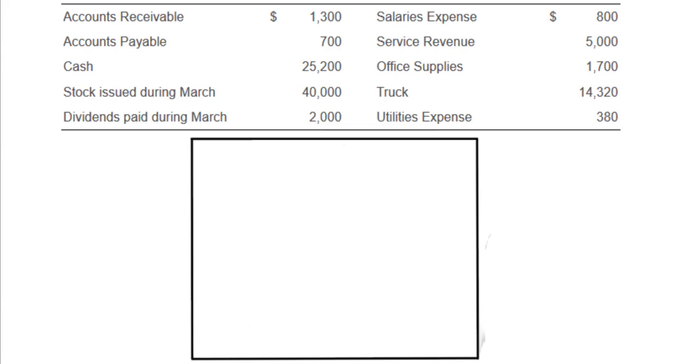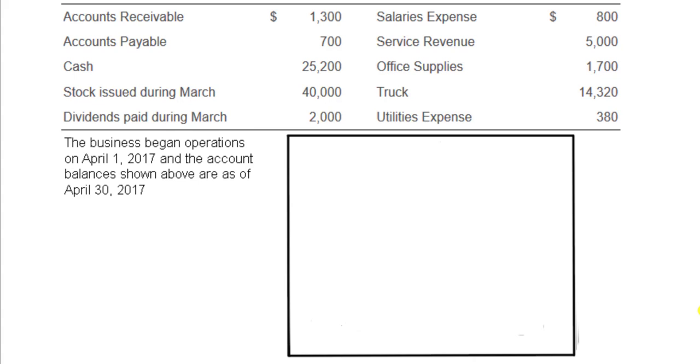What you'll do is create financial statements. There are four main financial statements that you can make that will help give you a good look at exactly how your business is doing. You have the income statement, the statement of retained earnings, the balance sheet, and the statement of cash flows. Let's start with the income statement.